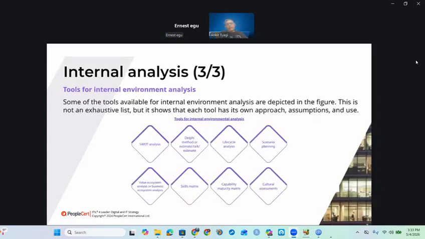Similar to the external ones, there are tools for internal analysis as well. Some of the tools available for internal environment analysis are depicted in the picture. This is not an exhaustive list, but it shows that each tool has its own approach, assumptions, and uses. So SWOT analysis, Delphi method, lifecycle analysis, scenario planning, value ecosystem analysis or business ecosystem analysis, skill matrix for internal skills to see which skills are already available within the organization, capability maturity matrix, and cultural assessments are what we may go ahead and do.